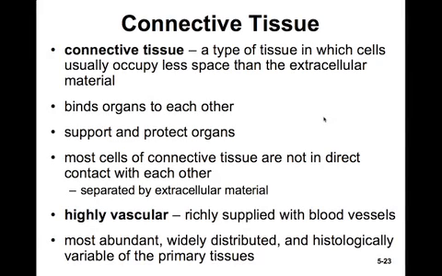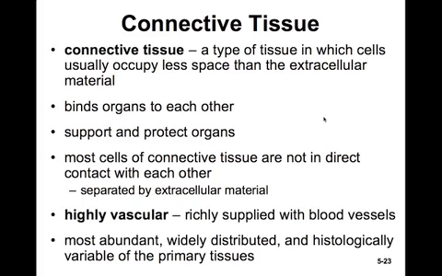So next we'll investigate connective tissue. Connective tissue is a type of tissue in which cells occupy much less space than the extracellular material. It's usually involved in binding organs to each other, such as in the case of a tendon binding a muscle to bone. It supports and protects organs, and most cells of connective tissue are not in direct contact with each other. That is, there is a large amount of extracellular material or matrix.